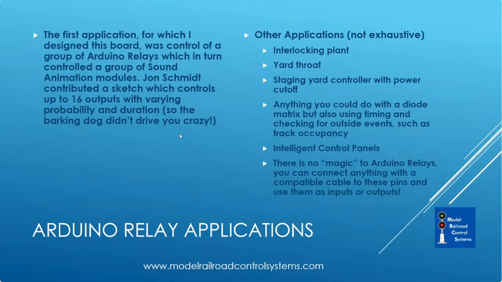But other applications are many, many, many. Interlocking plants, yard throats, staging yard controllers with power cutoffs, so you don't have locomotives getting up and wandering away, and you don't have to listen to all the sound when the operator forgot to turn the sound off. Almost anything you could do in the classic world with diode matrix, but you have the ability to add timing, and you can check for all sorts of outside events, check for track occupancy, all the this but not that kind of logic that's difficult to do in a matrix.